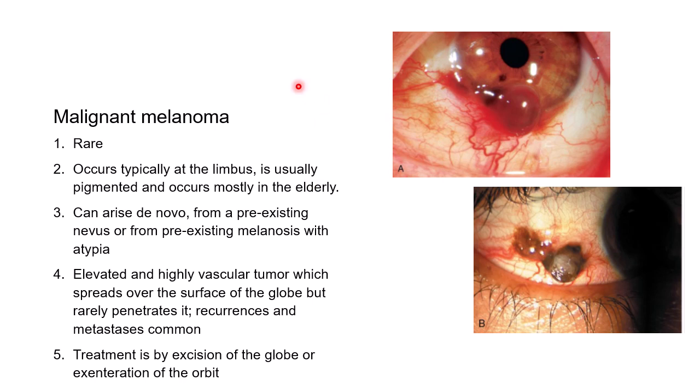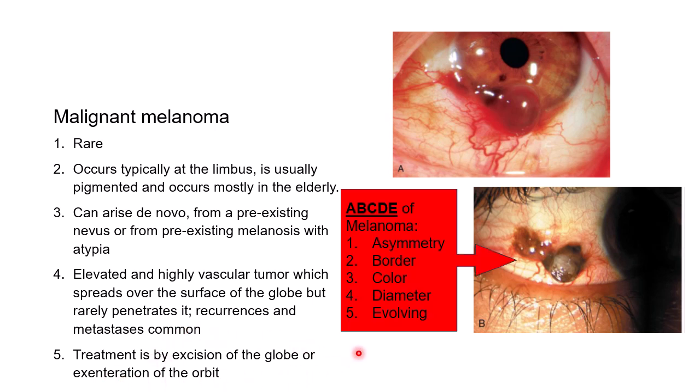Lastly, malignant melanoma. This is a malignant pigmented tumor of the conjunctiva. It is rare, occurs typically at the limbus, is usually pigmented, and is seen mostly in the older age group. It can arise de novo or from a pre-existing nevus or melanosis. It is an elevated, highly vascular tumor which spreads over the surface of the globe but rarely penetrates it. Recurrences and mets are common. Treatment is by excision of the globe, because this is a highly malignant tumor, or exenteration of the orbit.